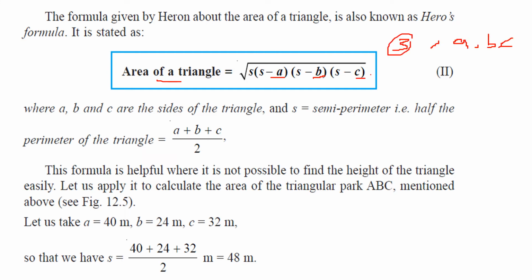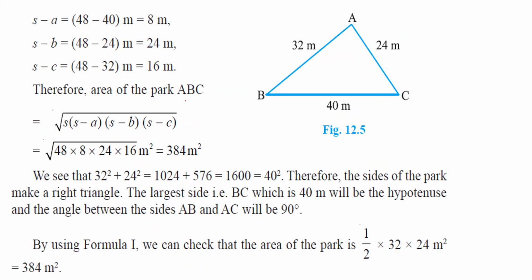And then S is nothing but the sum of the sides divided by 2. We also call S the semi-perimeter because when we add A plus B plus C, that is the perimeter, and when you divide it by 2 it is the semi-perimeter. So in order to find the area of a triangle whose sides are 40, 24 and 32, just add these 3 and divide by 2, you get 48. This is S.